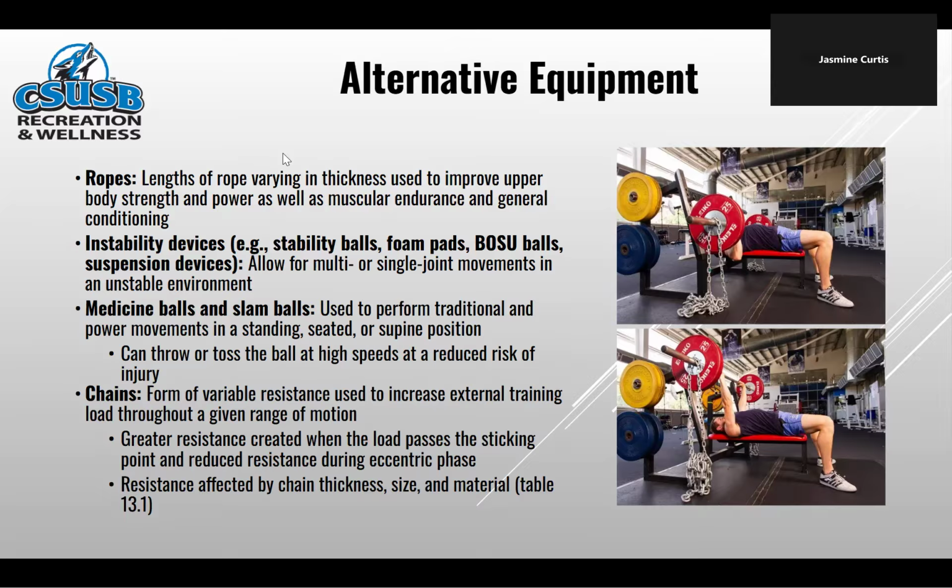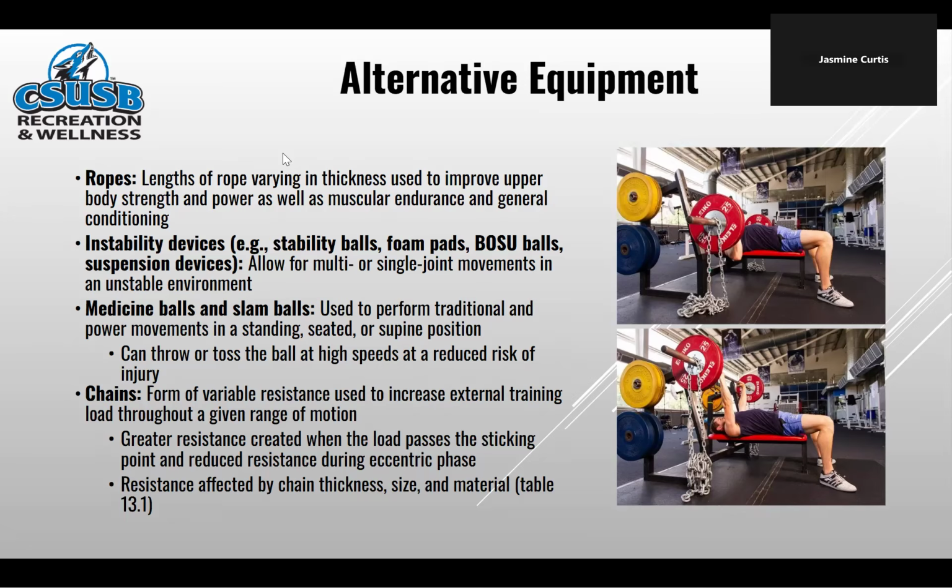There's Bosu balls, suspension devices such as a TRX. It's like total body resistance, something. Bosu stands for both sides up. Those are those balls, if you're in the rec in room 205, that are always accessible, where there's a big blue round hump on one side and there's a flat black side on the other. Then there's medicine balls and slam balls.